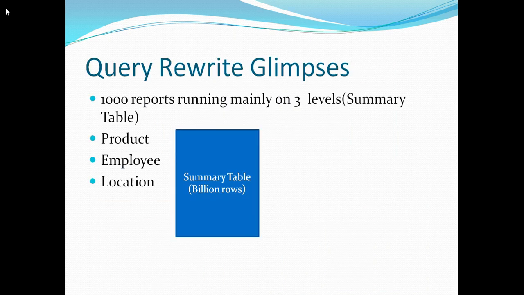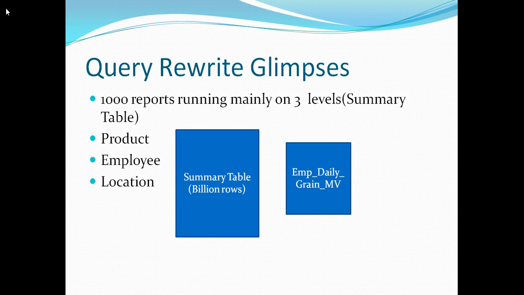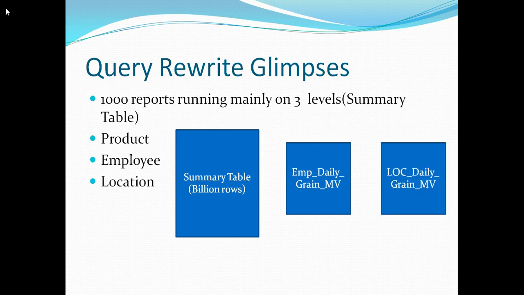So I have my summary table that has billions of rows. What I'm going to do is create 3 materialized views. The first one will be on employee. It will have aggregated values of the sales that are being done by each employee every day. Then I will create another materialized view, but this time the grain will be daily location, which will indicate the amount of revenue generated by each location on a daily basis. And then I will create my third materialized view, which will be on the basis of product. It will give me the details that a particular product on a particular day has made this much revenue.